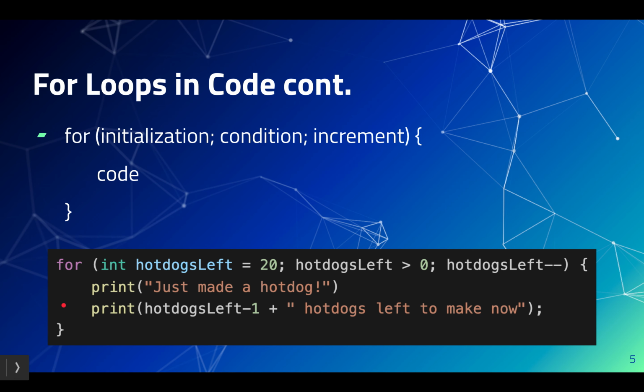So in our first iteration we have hot dogs left, which is equal to 20, and we'll print "just made a hot dog," and hot dogs left minus 1, which will be 19. So the print statement will say "19 hot dogs left to make," and it'll go all the way down to 0, and it'll say "just made a hot dog, 0 hot dogs left to make."